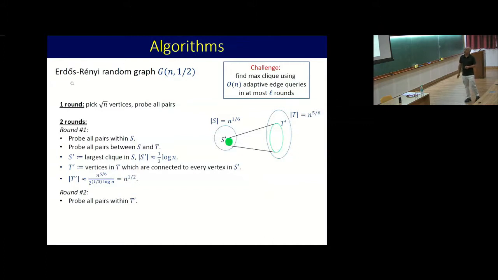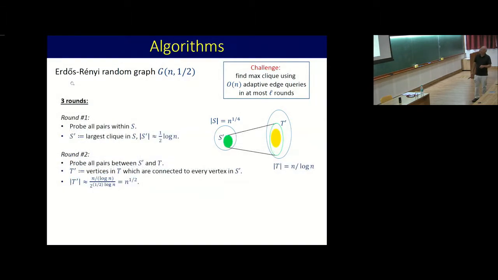Okay. So in round 1, you do these questions and do the math, and then probe everybody inside T. So again, by the 2 log root n result, you find a third log n here, a log n in the yellow, together, because everybody in T prime is joined to everyone in S prime. Yellow and green together form a clique of size 4/3 log n.